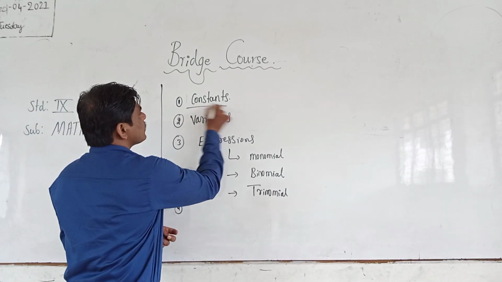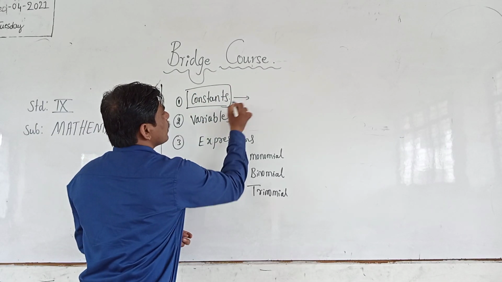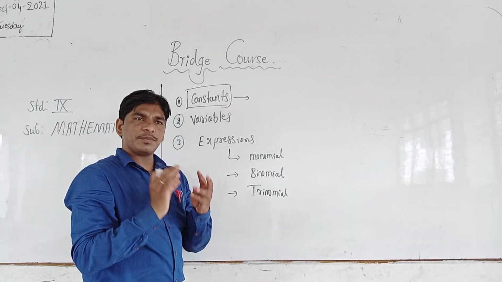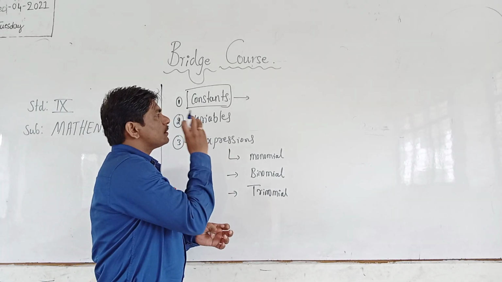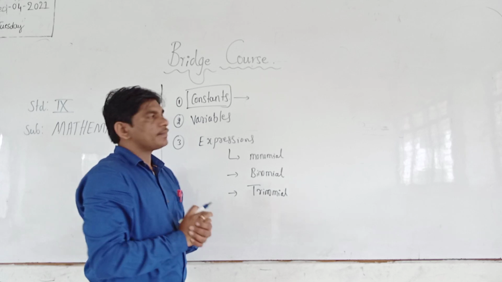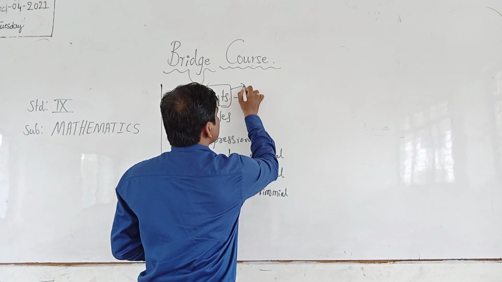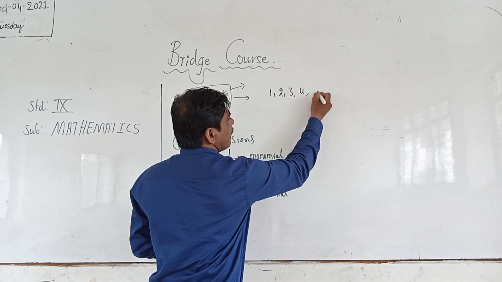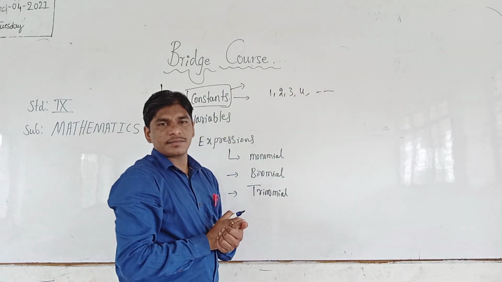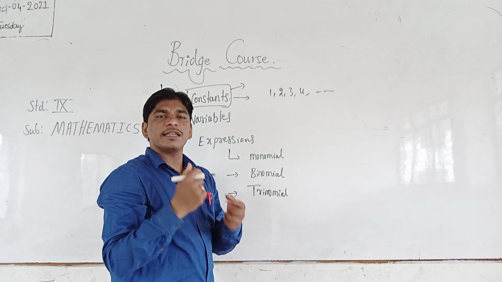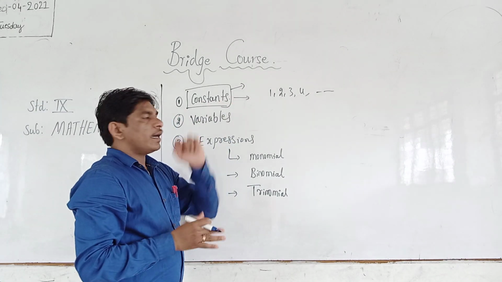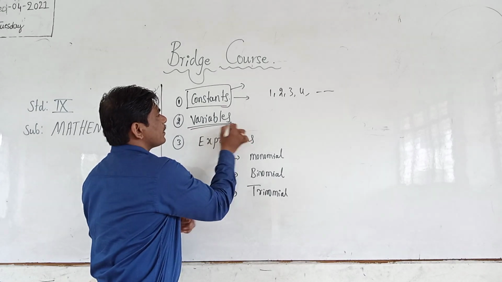Now the first point is constants. Constants, you already know about all the points. The constant definition is: all the numbers are constant numbers. For example, 1, 2, 3, 4, and so on. You take any natural number, not only natural numbers, you take any number. All the numbers are constants.